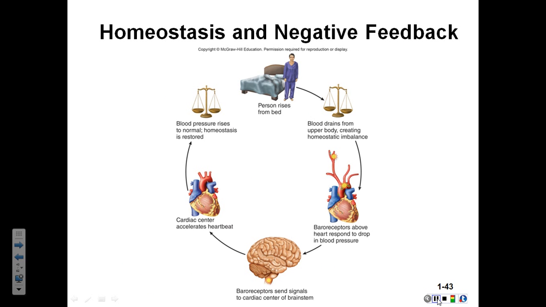It enhances something. It keeps it what? Going. Okay? All right. This is another thing they give you an example. People rise up out of bed. Blood drains from the upper body, creating homeostatic what? Imbalance. You see a lot of elderly people say they have what is called positional hypertension or hypotension.